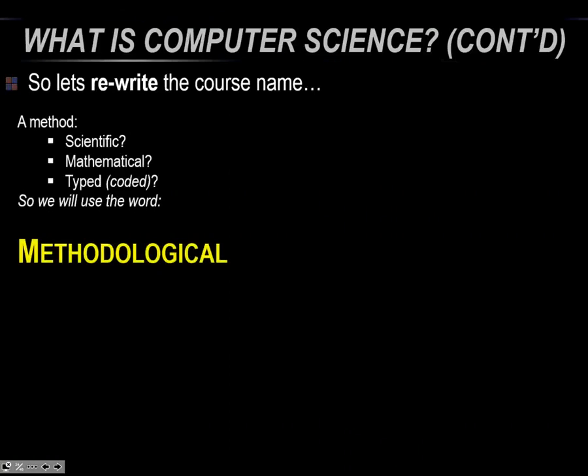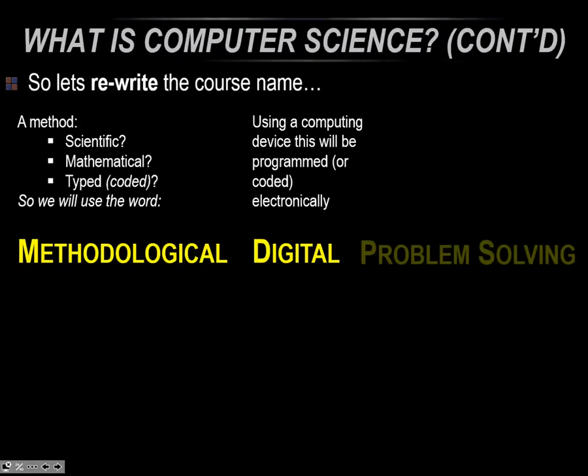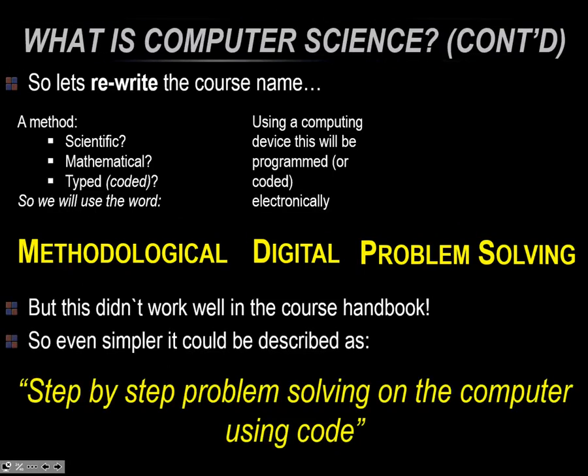So let's try rewriting this name. Instead of computer science, what if we called it methodological, which means science, math, typed, coded, it's all kind of put together following a method. Digital. Take away from the word computing, open it up even a little bit more, just say digital, electronics, so to speak. Problem solving. Methodological digital problem solving is a little bit of a mouthful. So I think the easiest way to describe computer science is step-by-step problem solving on a computer using code. Okay, by the way, that's not all computer science is, but that is the majority of what we'll be doing within this course.